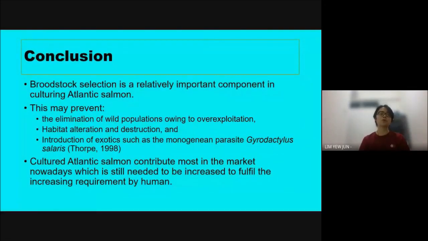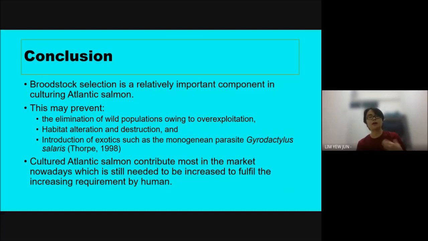So, as for the conclusion, broodstock selection is a relatively important component in culturing Atlantic salmon. This may prevent the elimination of wild populations owing to overexploitation, habitat alteration and destruction, and lastly, the introduction of exotics such as the monogenetic parasite Gyrodactylus salaris, which is lethal to young salmon in freshwater. So the cultured Atlantic salmon contribute most in the market nowadays, which still needs to be increased to fulfill the increasing requirement by humans. So this is very important to prevent the extinction of wild salmon.